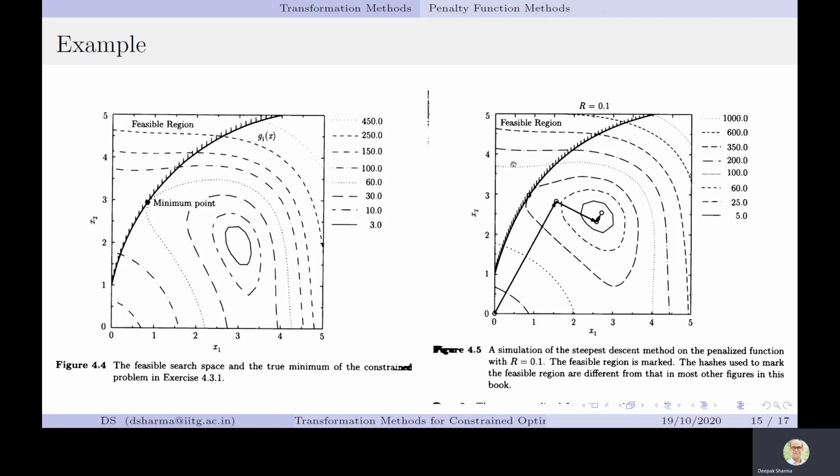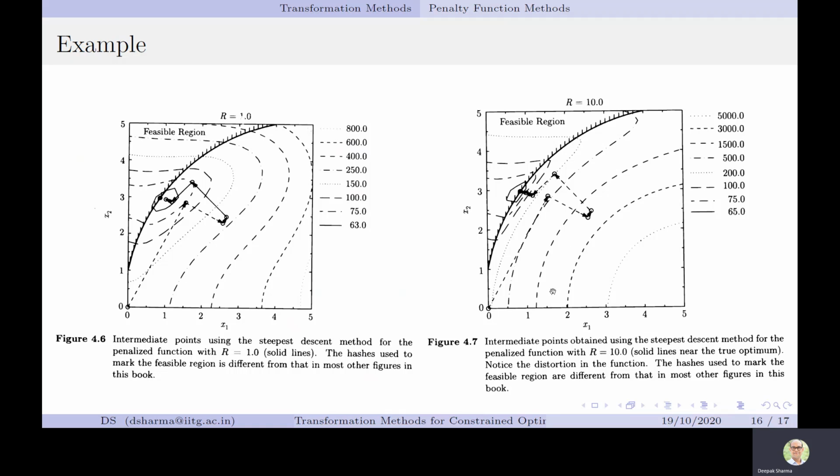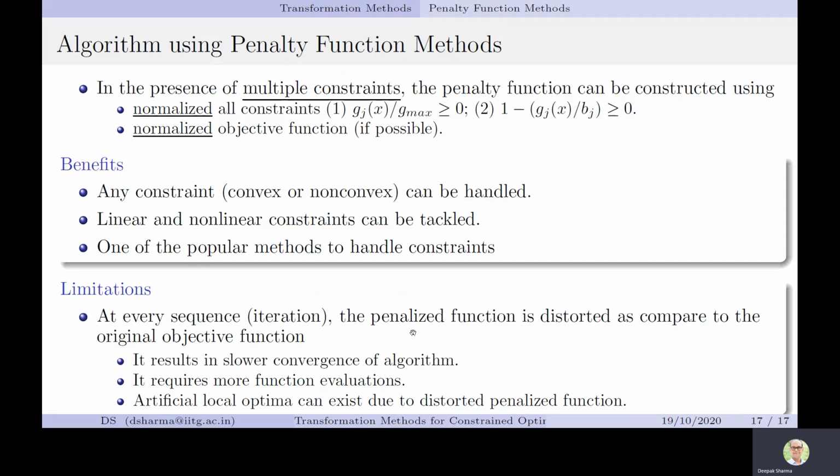These are the contours for the penalized function for a value of r equal to 0.1. Now let us take r equal to 1. If you take r equal to 1, the contours change again. When you take r equal to 10, the contours change again. So the point is that the penalized function is distorting the contours, and that basically results in slower convergence.